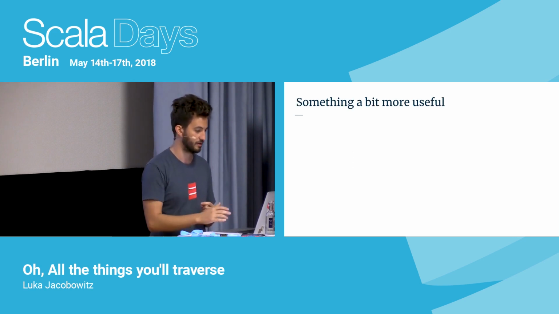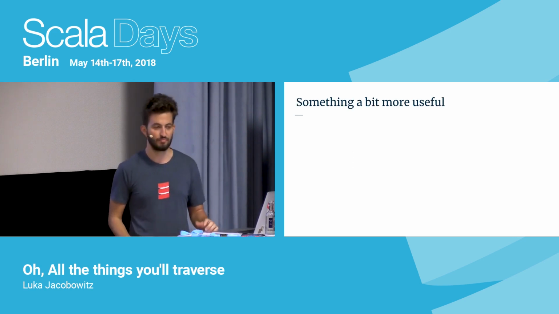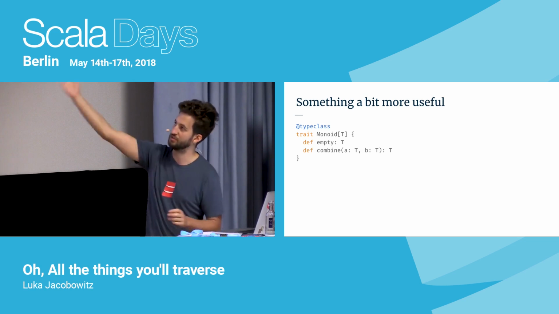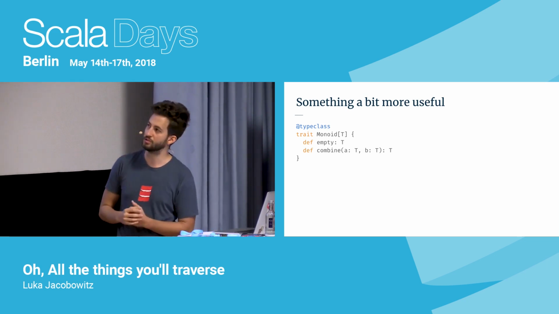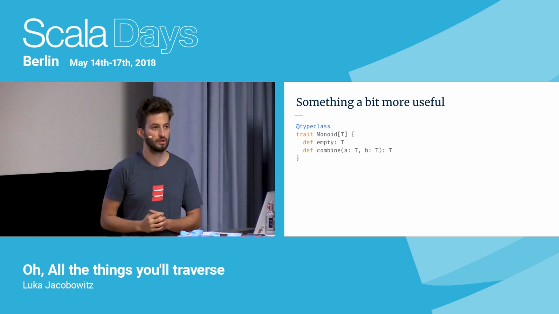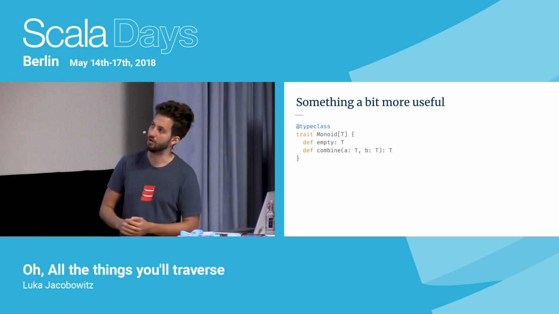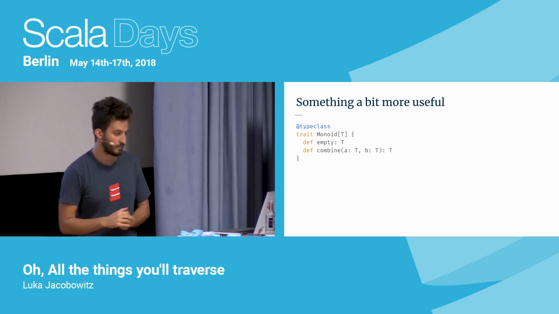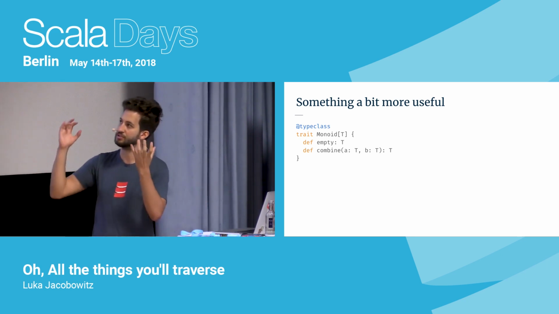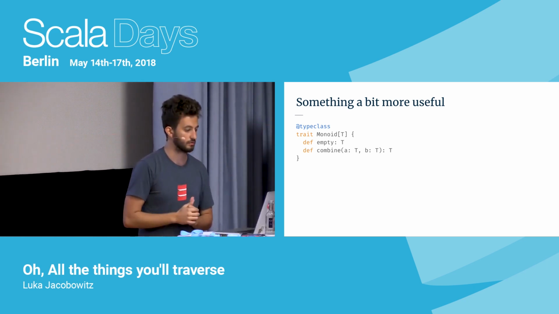So let's look at something a bit more useful. And I promised monoids, and this is the monoid type class, and it is really, really cool, but it doesn't look like much, right? So we have this thing called the empty method, which will return some type t, and we also have a combine method that takes two t's and returns a new t, right?